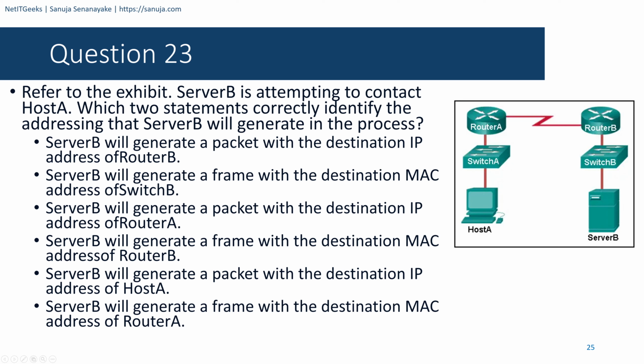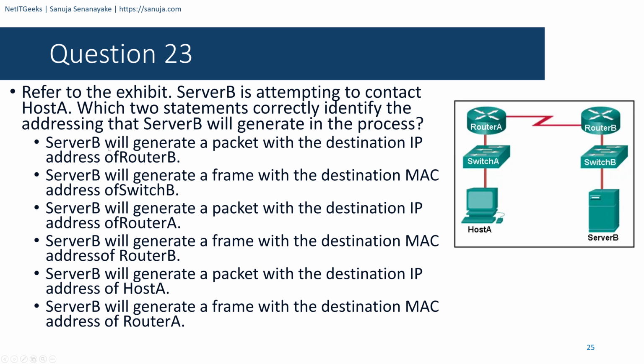Server B is attempting to contact host A. So server B is trying to contact host A. Which two statements correctly identify the addressing that server B will generate in the process? So it's not host A trying to contact server B. That's the first thing you need to remember. It's server B trying to contact host A. And they're asking what are the two statements that are correct in terms of addressing, right?